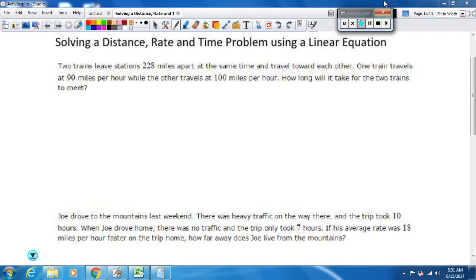So what you want to do for a distance, rate, and time problem is you always want to set up the same table. So the table is going to look something like this. Rate times time equals distance. But I always put an extra little column to the left, and I'll explain that in a minute.